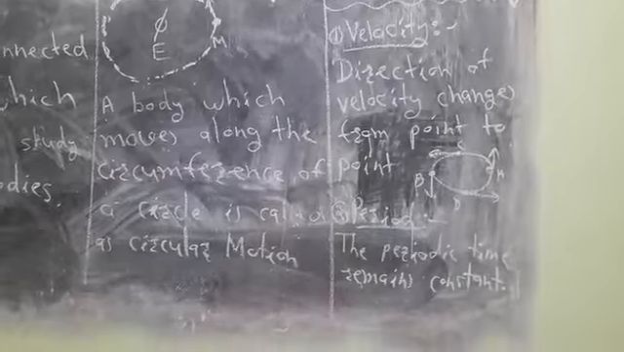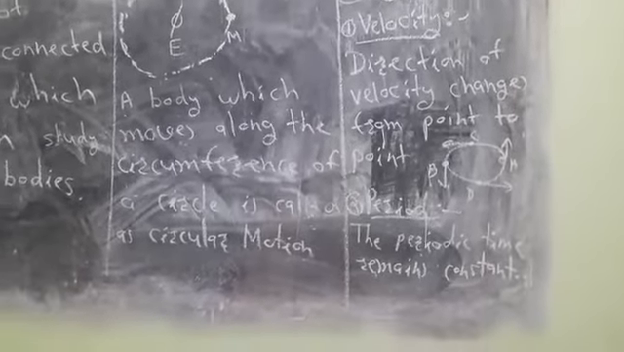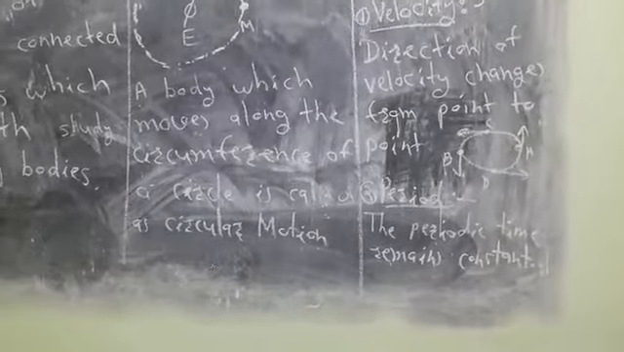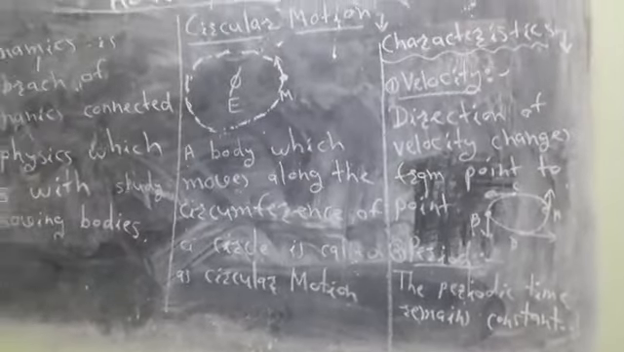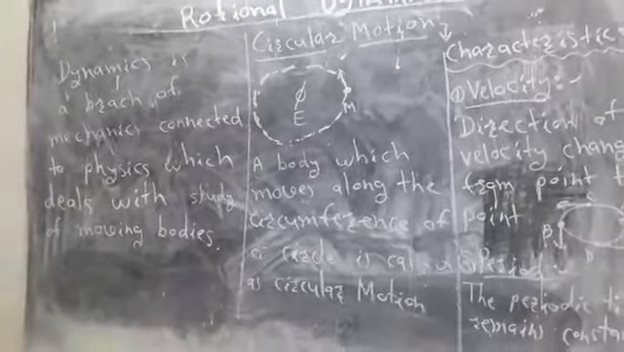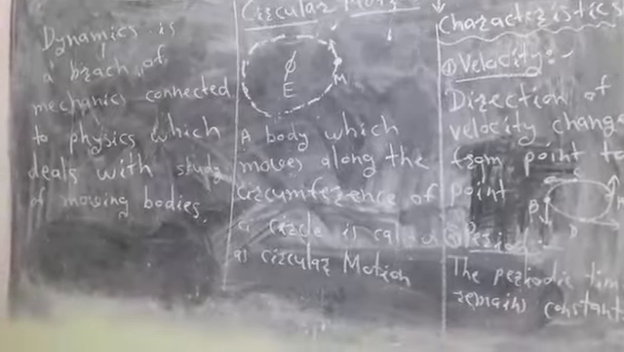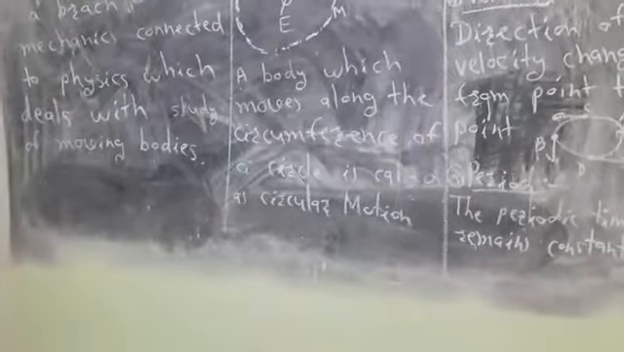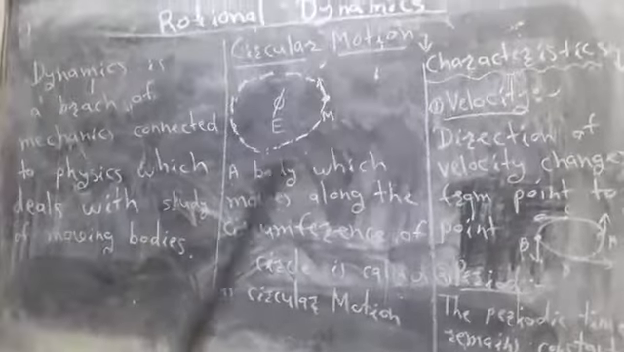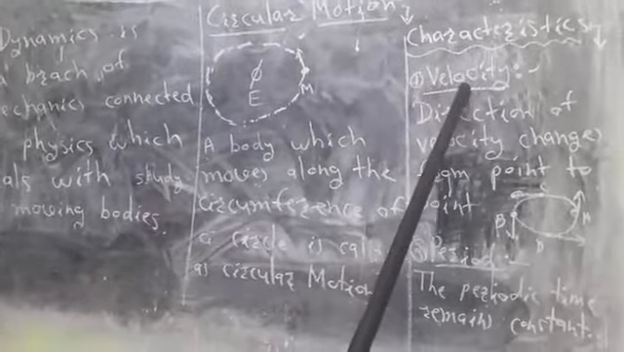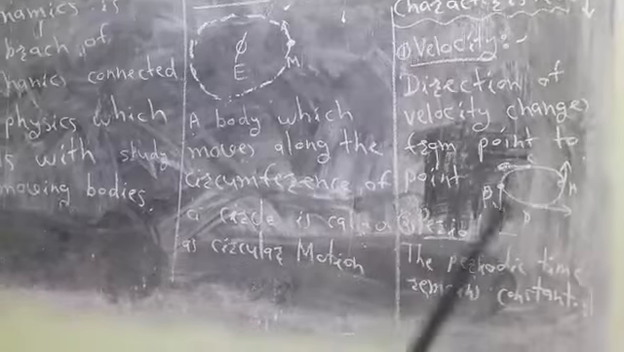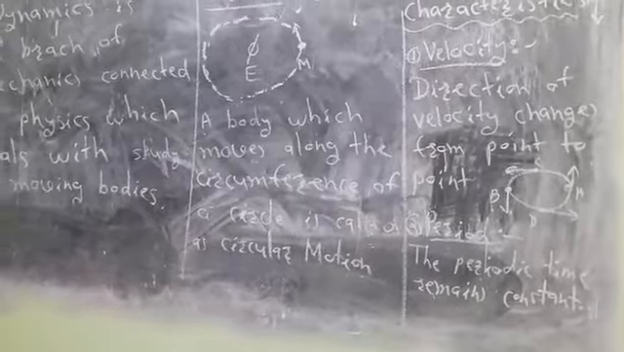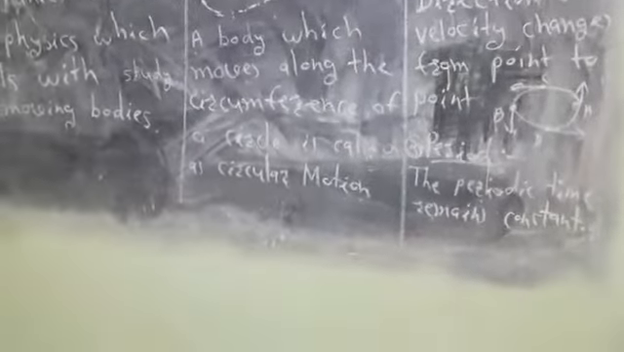So in examination a question can be asked, give properties of circular motion. So today we are seeing the concept of dynamics, the concept of circular motion, and the properties or characteristics of circular motion, namely velocity and period. Next time we'll see the remaining part of this chapter.